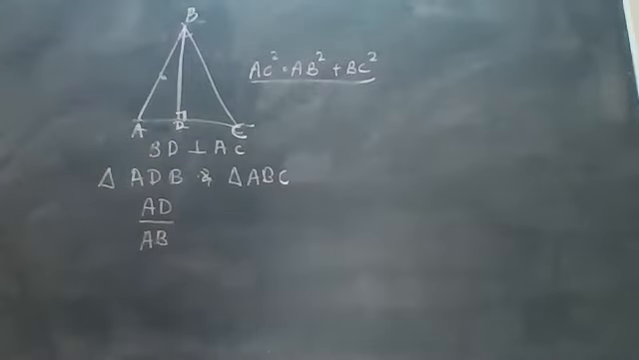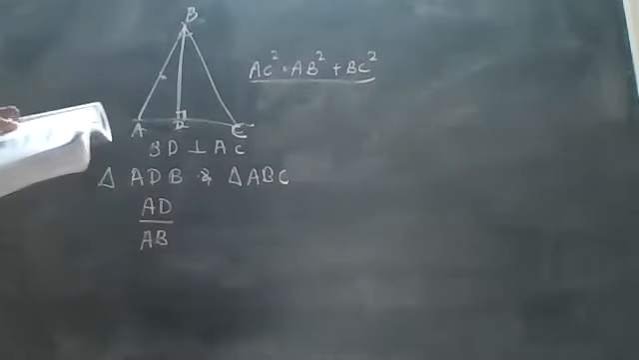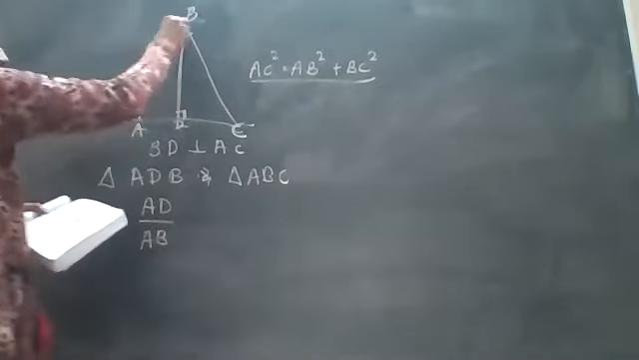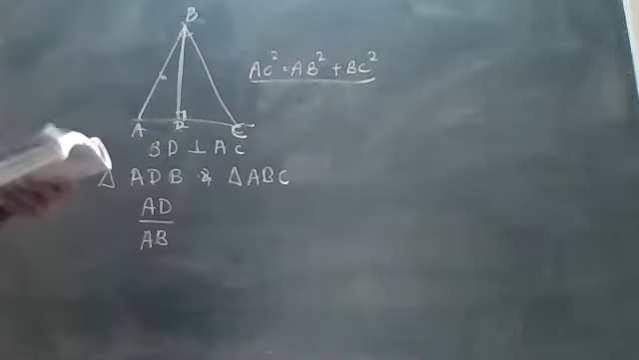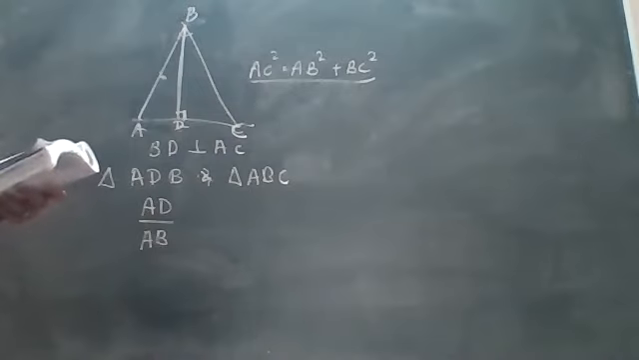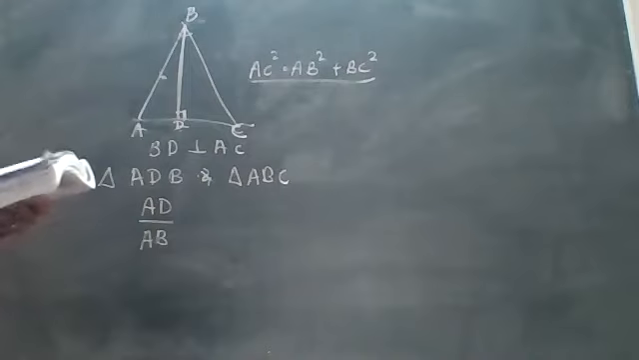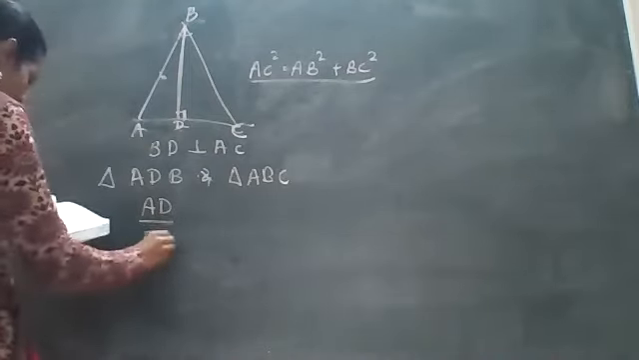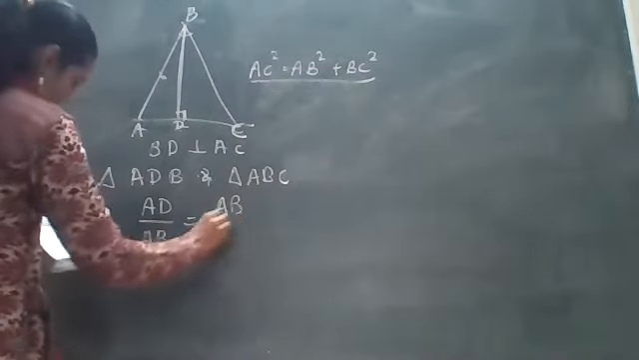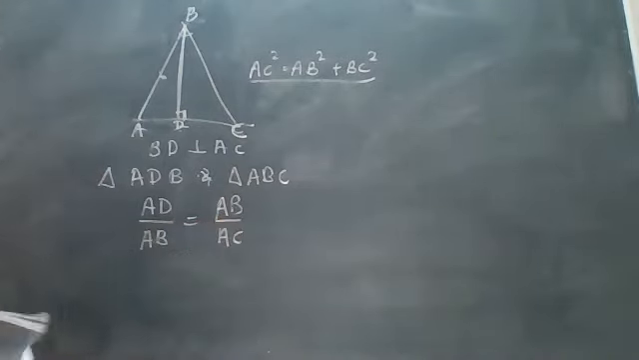Now see the theorem 6.7. If a perpendicular is drawn from the vertex of the right angle that we have drawn of a right angle triangle to the hypotenuse, then triangles on both the sides of the perpendicular are similar to the whole triangle and to each other. Means this will become what? AD upon AB is equal directly to AB upon AC. What is AB upon AC now?